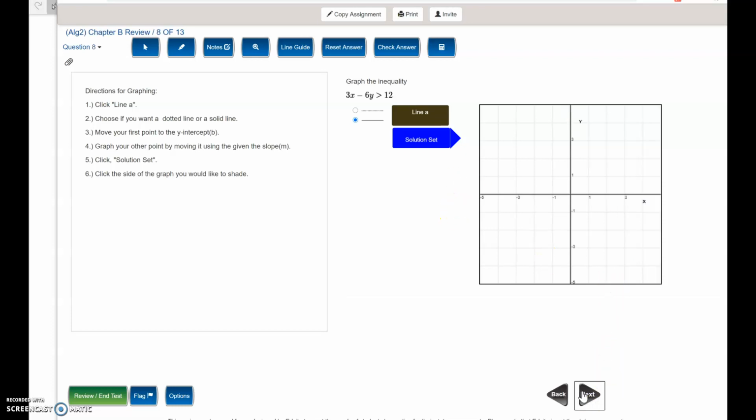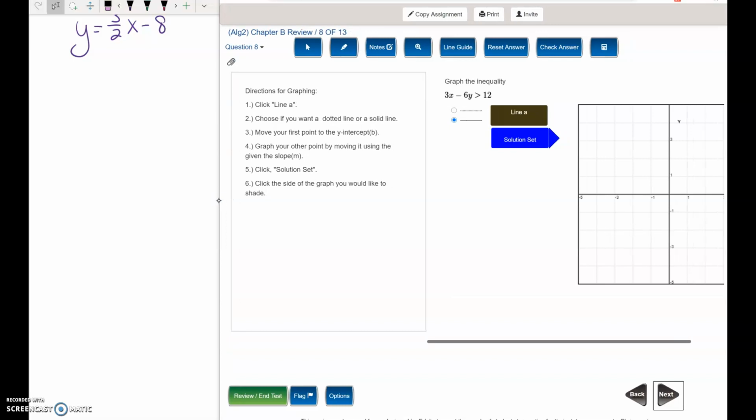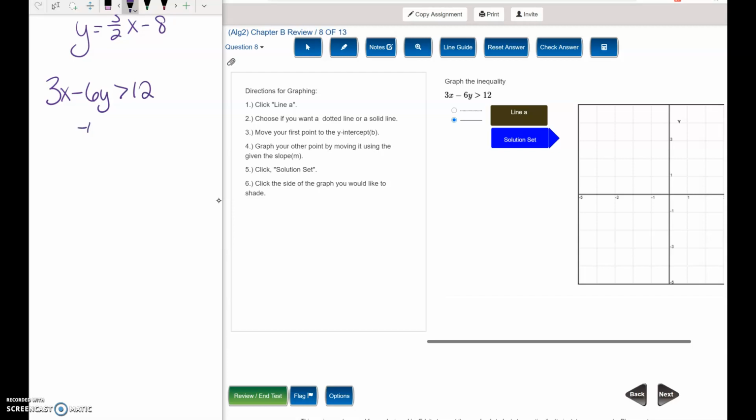And I believe the next one is another graph, but this time you have to rearrange before you graph. So on this one, we've got 3x minus 6y is greater than 12. We're going to subtract 3x on both sides and divide by negative 6. What happens when we divide by negative 6? It changes the sign. So we have y is less than positive 1/2 x minus 2.